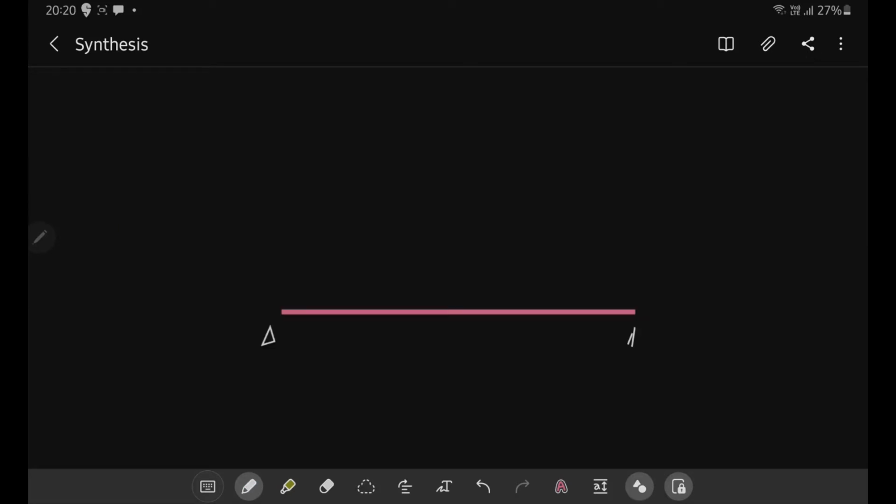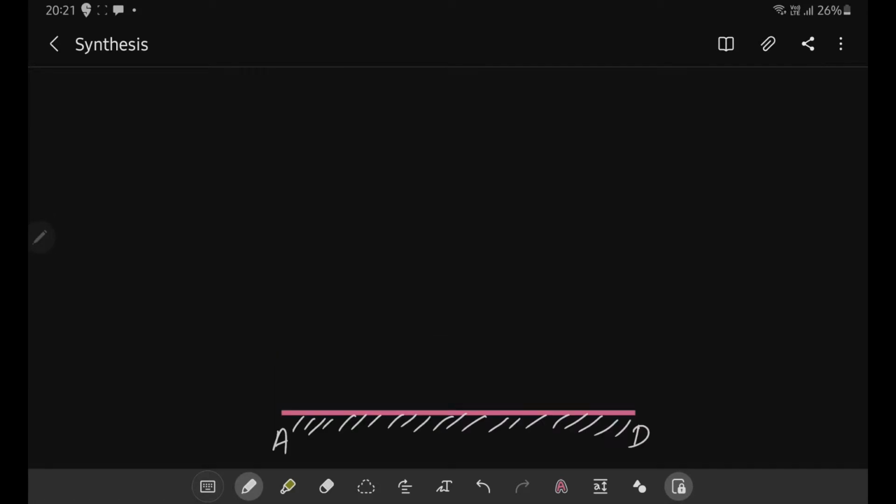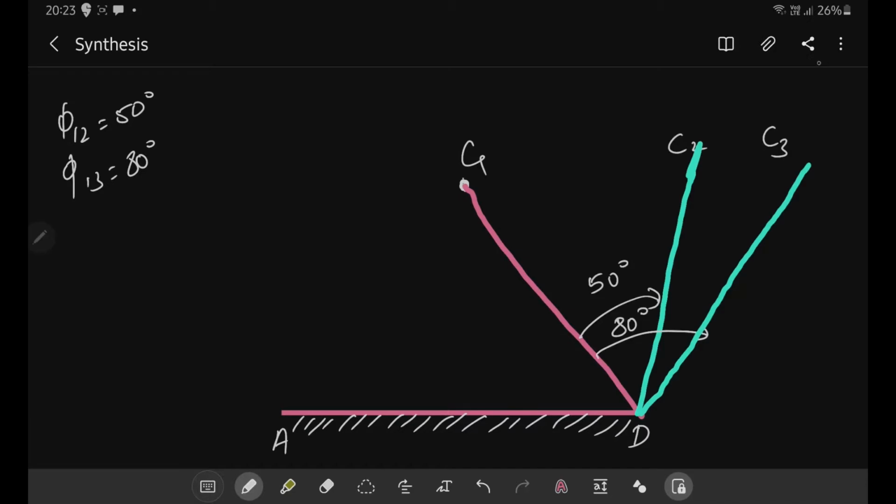The first step is fixing the link AD. Then we will choose a convenient length for the output crank, C1D1, C1D, the output crank in this case. So phi 1 2 is 50 degrees and phi 1 3 is 80. Now let us rotate the point C1 to point C2 by 50 degrees and C1 to C3 by 80 degrees clockwise. So the positions are like this.